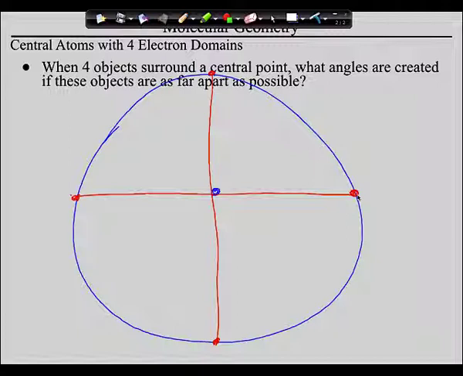It appears to be 90 degrees. So why is the answer to this question not 90 degrees? Because molecules aren't two-dimensional. Guys, if we lived in a two-dimensional world, the answer to this would be 90 degrees. But we live in a three-dimensional world, and in a three-dimensional world, the answer is not 90 degrees. So guys, let me show you what the answer actually is.